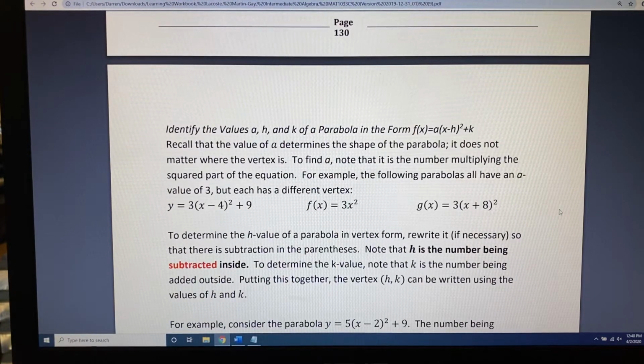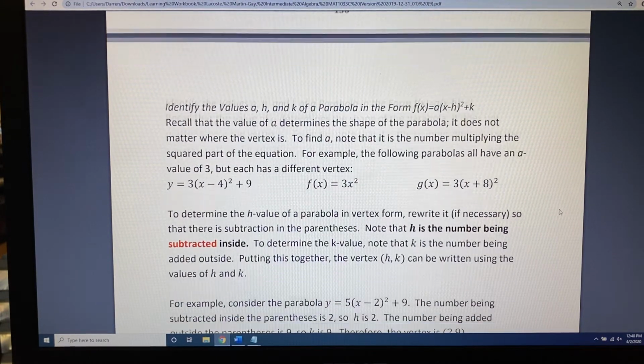Now, as far as finding k, k is the number being added, or sometimes subtracted, outside the parentheses. Putting this together, the vertex (h, k) can be written using the values of h and k. Let's look at a couple of examples.